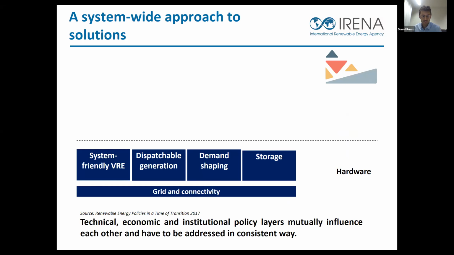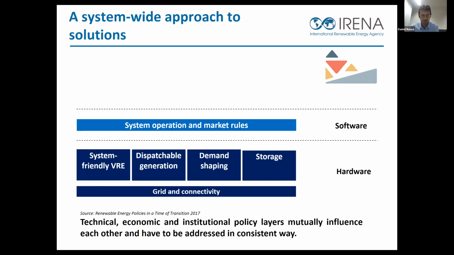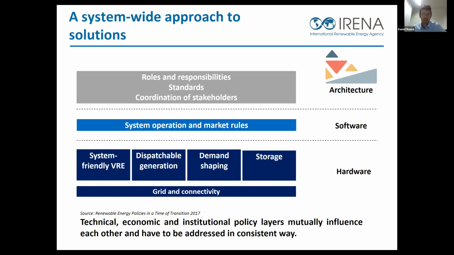There's storage, of course. There's also a software component, which is the way the system is operated, the way the market rules are formulated. And then there's an overall architecture, which is what the stakeholders are doing, what the standards are for different parts of grid operation and generation. And those things can also be changed to accommodate greater penetration of variable renewable energy like wind and solar PV. And so these different layers are not just there, they also influence each other. And it's important to look at the problems that you're facing in a consistent way across these different layers.